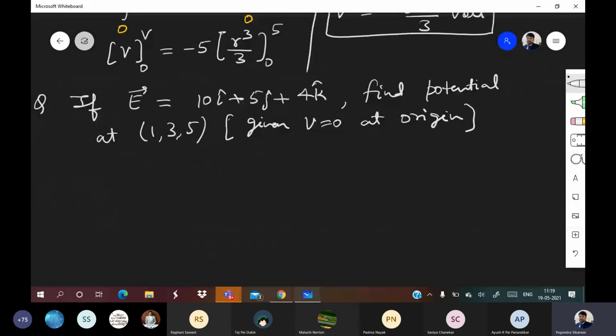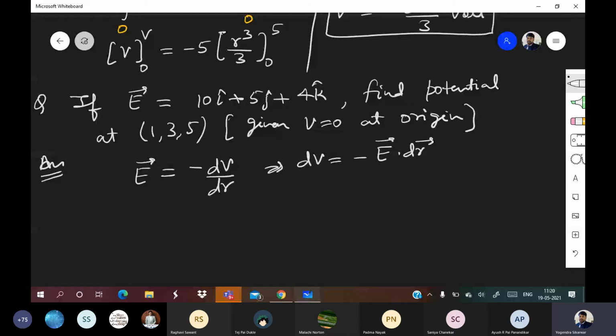Everyone, please pay attention. Enough time given. So E is equal to minus del V, or you can say minus dV by dr. So that gives you dV is equal to minus E dot dr. You can note this formula. dV is equal to minus E dot dr.